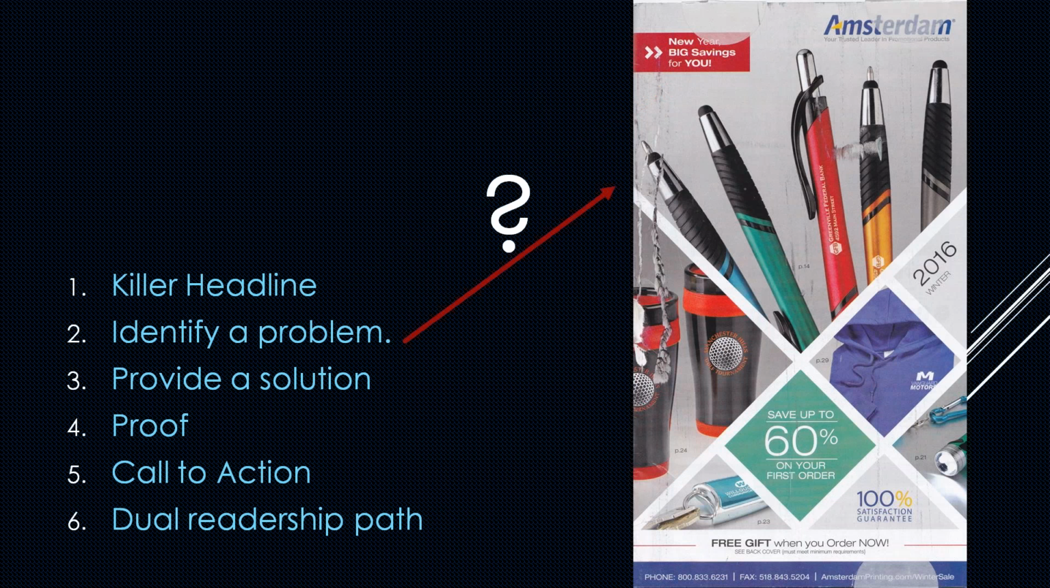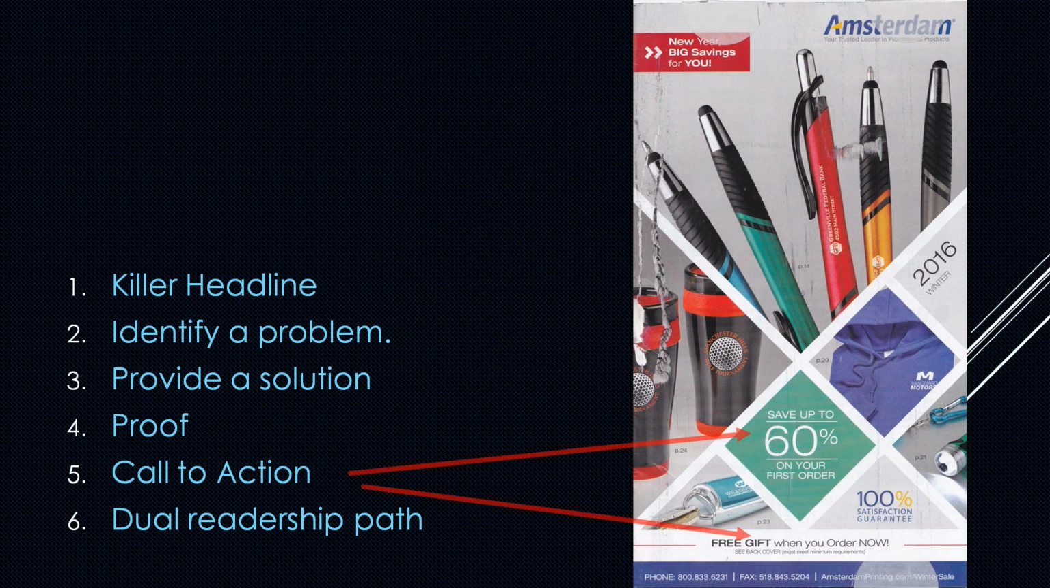Identify a problem. Was there any problem that was identified? No. Does it provide a solution? No, it doesn't say anything about a solution. Is there proof? No, there's no proof. Is there a call to action? There it is. Okay, save up to 60% on your first order. That's a strong call to action. And a free gift when you order now.